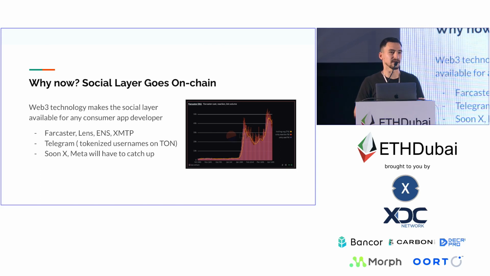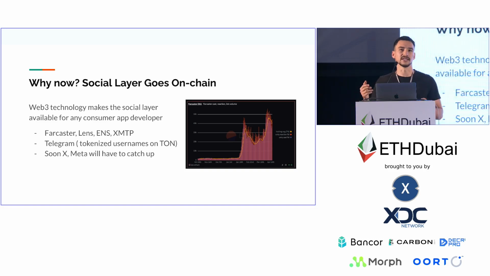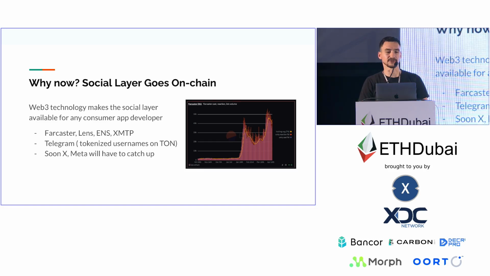And then even Telegram, if you've been looking at the Pavel Durov presentation a few days back, is going on-chain. So even that can be used as a social layer. And I'm quite sure that Twitter, Meta, and others will have to catch up. On a graph, you can see the growth of the users on Farcaster, and this is the platform I'm mostly currently integrating.